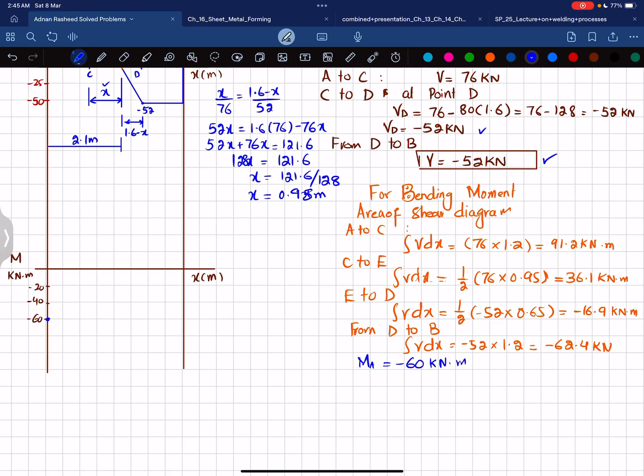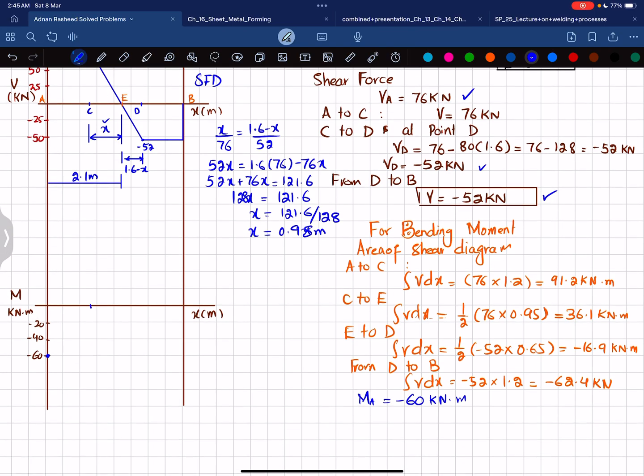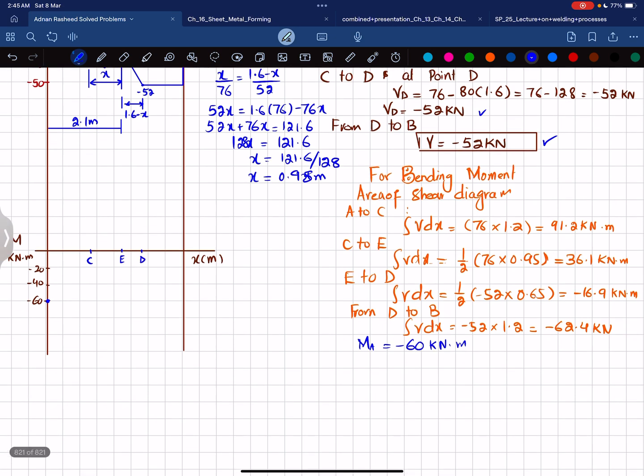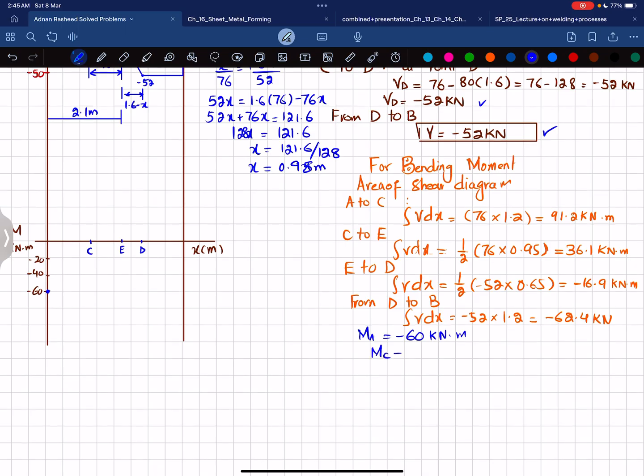Now this is your point C, this is your point E, and this is your point D. So moment at point C, MC, will be equal to MA plus area under the shear force diagram from A to C. So I will write minus 60 plus 91.2 will give you moment at point C, which is 31.2 kilonewton meter. So we will locate it.